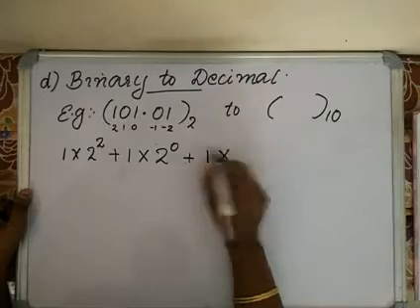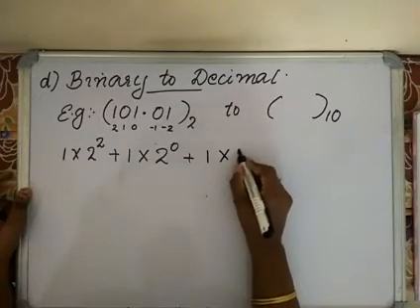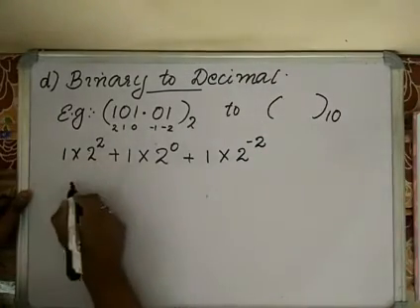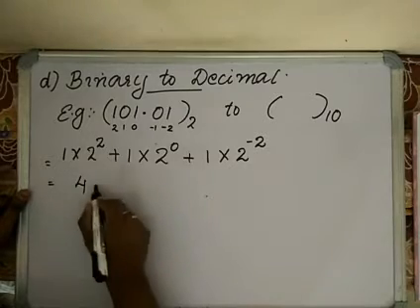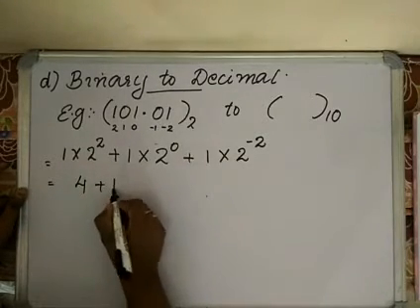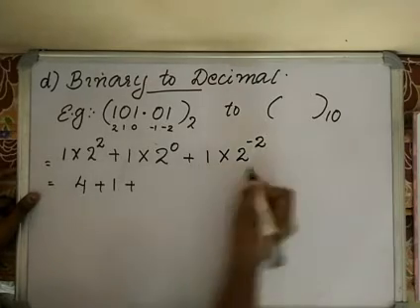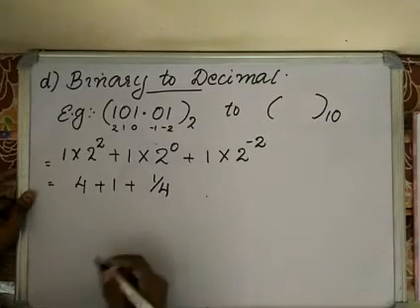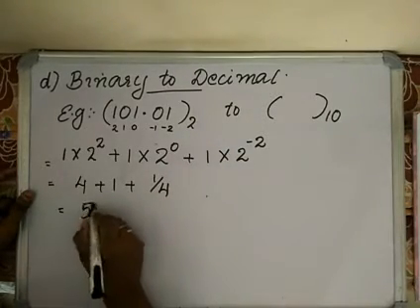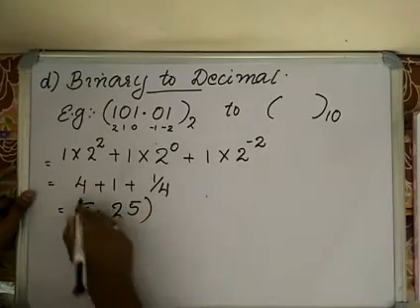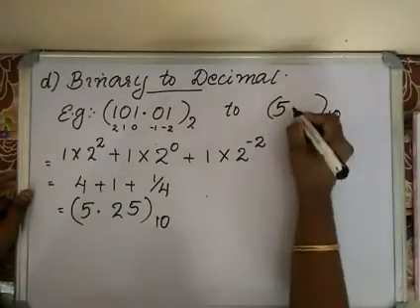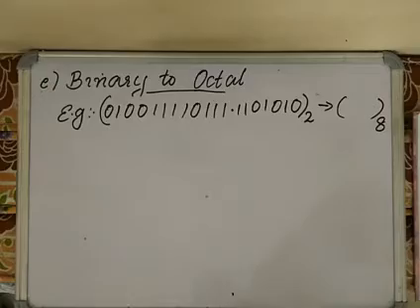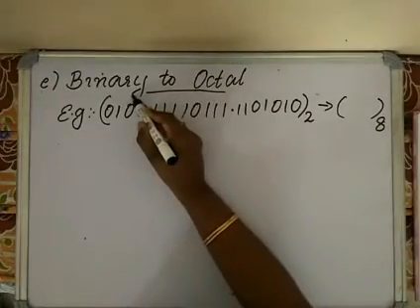So then we consider the next digit in the fractional part, that is 1 multiplied with 2 raised to its exponent -2. So we get 4 plus 2 raised to 0 is 1, plus 2 raised to minus 2 means 1 by 4. Okay, so we will get the answer as 5.25. So the equivalent decimal is 5.25.